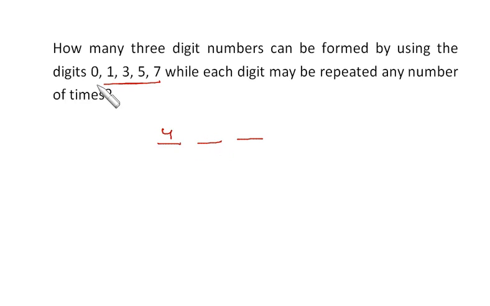For the second place, we can use 0, and there is no tension of repetition because repetition is allowed. So still we have 5 choices. At the third place, we have 5 choices, right? So in all, 100 numbers will be formed with these digits, where each digit may be repeated, right?